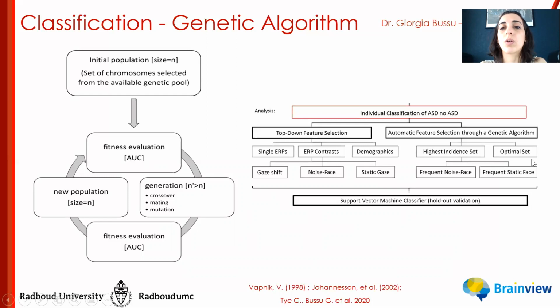But we also wanted to know whether there were features that were most relevant for prediction, and to index such sort of relevance, we used the so-called highest incidence set based on the incidence of each feature in the top performing classifiers throughout the evolutionary process. So we just selected the top performing classifiers, looked at which features were used to predict, and then looked whether different features were selected repeatedly in these top performing classifiers.